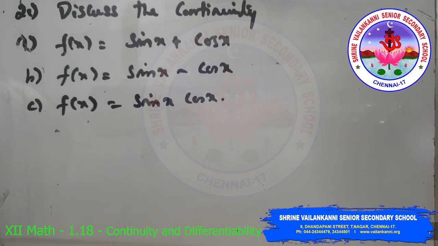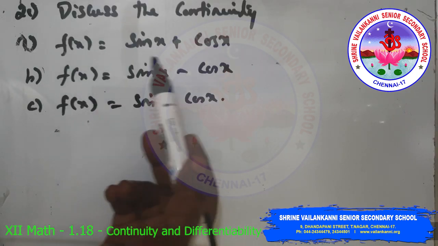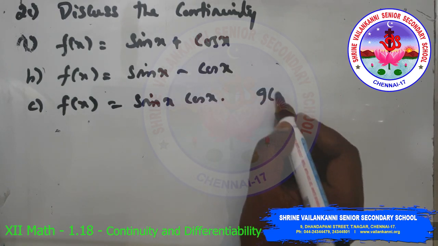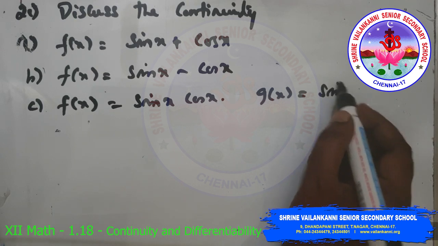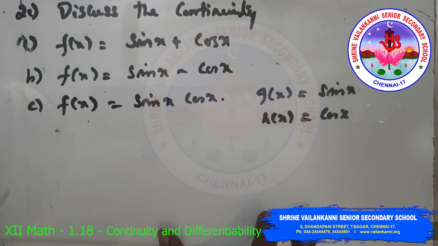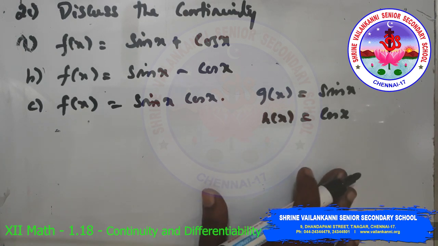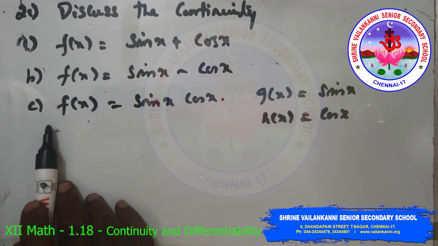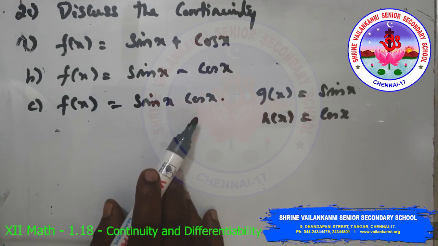So to check the continuity of the following functions, the first part is f of x equal to sin x plus cos x. So we have taken g of x which is equal to sin x and h of x as cos x, and we have proved the continuity of sin x and cos x. So the second part is f of x equal to sin x minus cos x, and the third one is sin x into cos x.